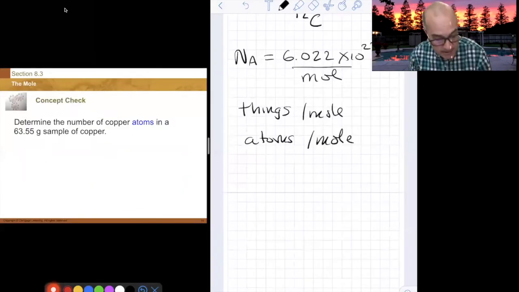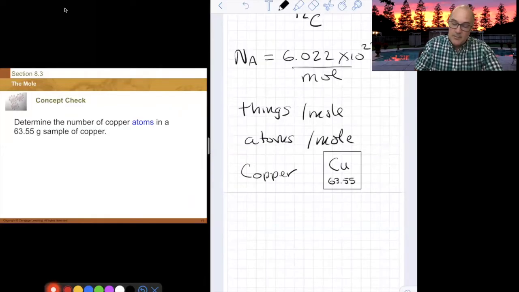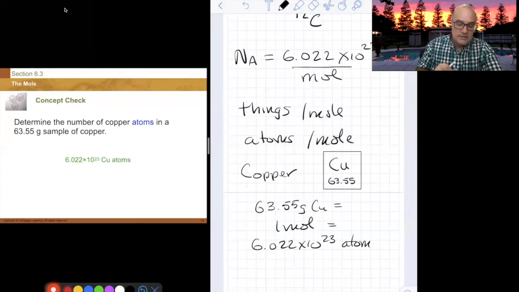Okay, so let's do a check here. How many copper atoms are in 63.55 grams of copper? Well, if we look on the periodic table, we find copper, Cu, and down here it says 63.55 for copper. This means 63.55 grams of copper equals 1 mole of copper equals 6.022 times 10 to the 23 atoms of copper, right? So the way we set this up, we almost really don't even need to do it. If we see that the mass in the periodic table is the same as the mass that we're given or we're concerned with, then that is 1 mole.